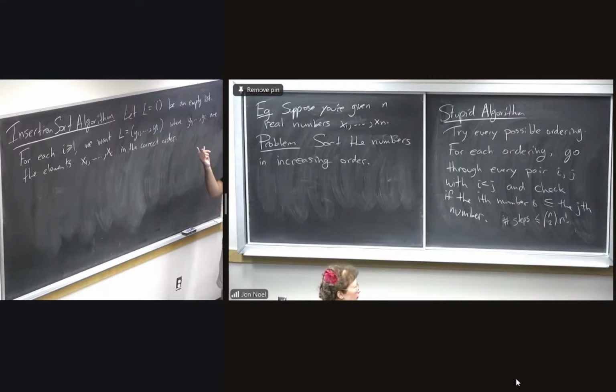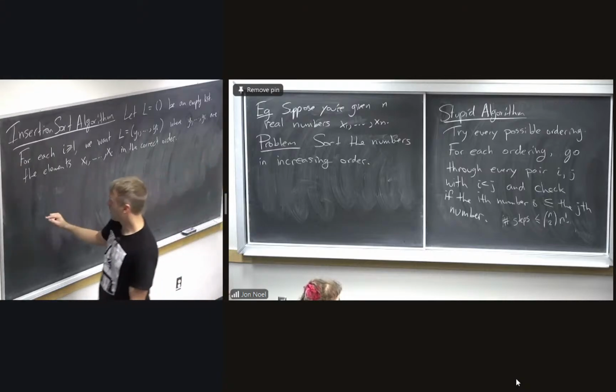But how would you do it? I mean, you start with an empty list. You take x1, just put it in the list, right? Then you take x2, and you look in the list that you have, and you say, okay, should it go before x1 or after x1? And then you put it in. Then you take x3 and you put it in the right position. Take x4, put it in the right position, right?